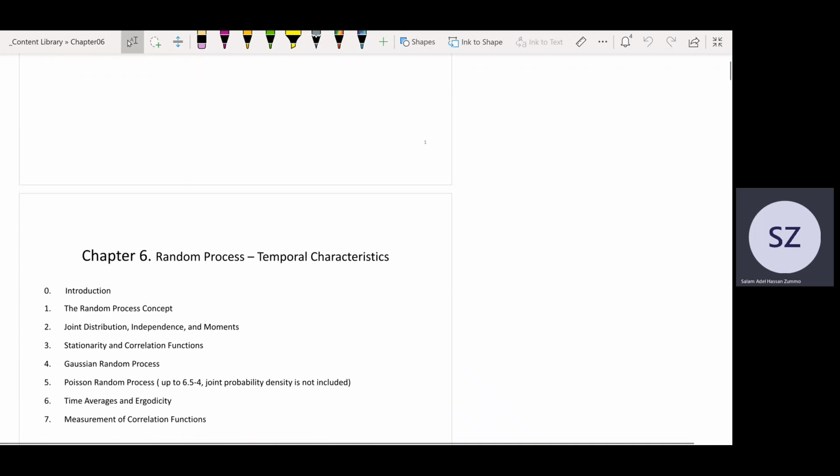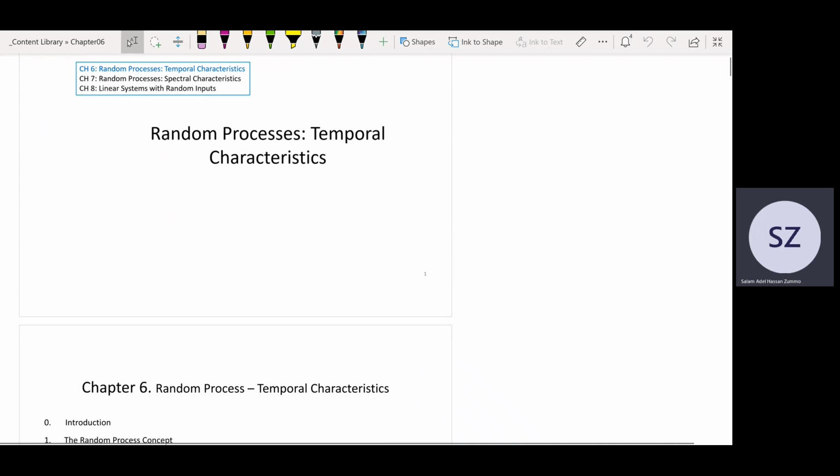Now, before I go into the discussion, let me give you two examples to illustrate the idea of random process. And then we go into the formal definition of random process.